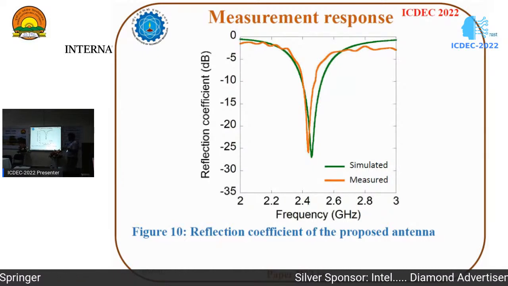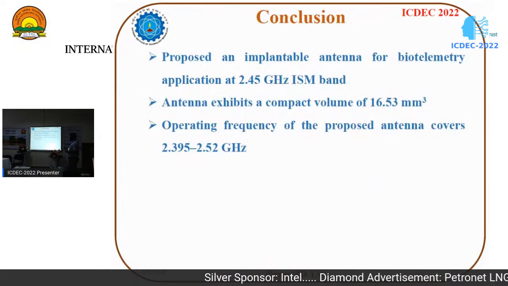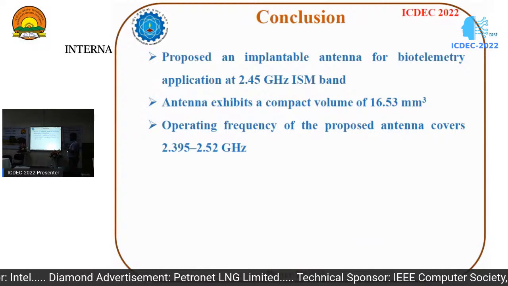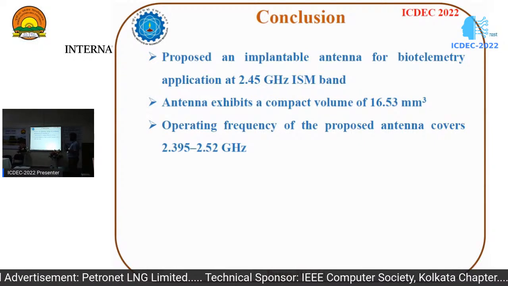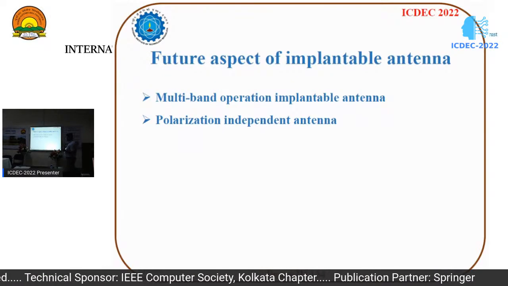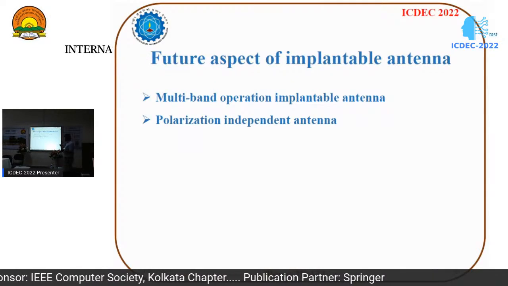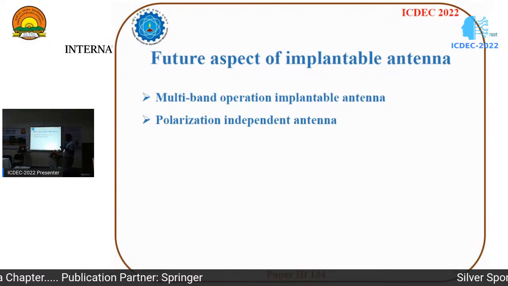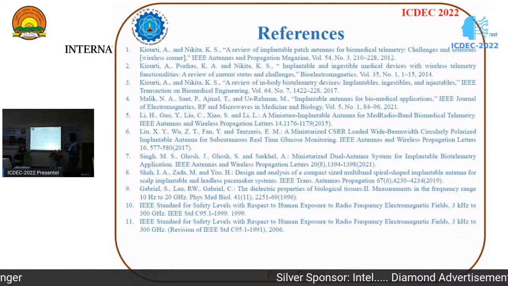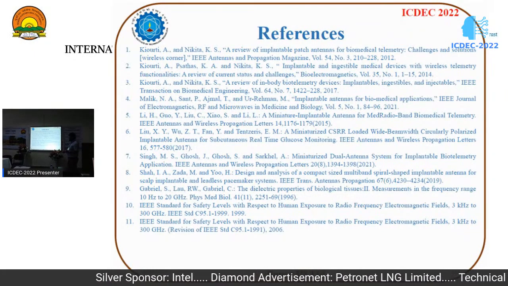Now I can conclude that my design is working in the 2.45 gigahertz ISM band, and it exhibits a compact size of 16.53 mm3. And some of my future aspects are multi-band operation implantable antenna or polarization independent antenna. These are my future works. These are some of the references which I feel are more relevant to my work.